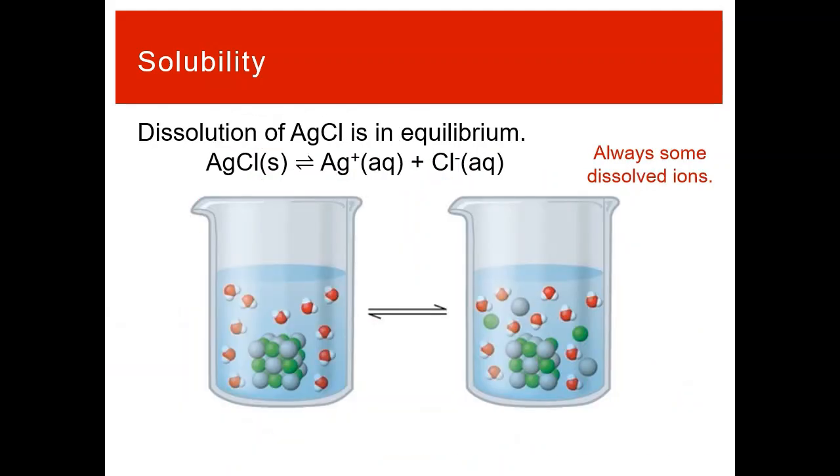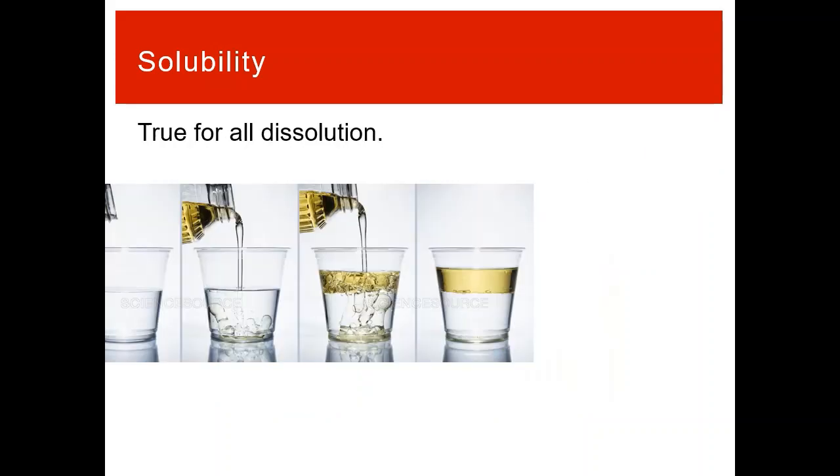But really, the dissolving of silver chloride in water is in equilibrium. You put your chunk of solid silver chloride into water, and most of it stays solid. But there are ions that dissolve into solution. Some, not many, and most of it stays solid, but some is always out there. And this is actually true for all dissolution. Anytime you're looking at any possible dissolving, it's going to happen to some extent.